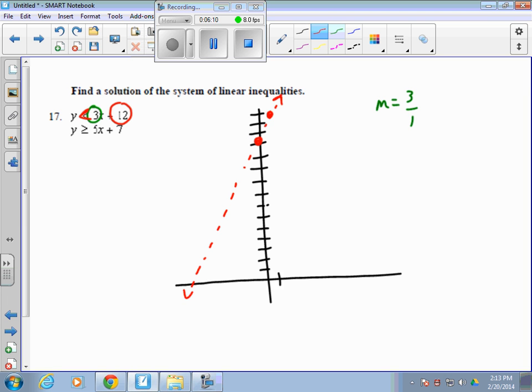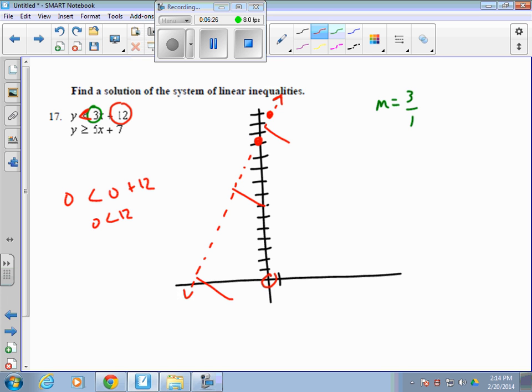And then you have to choose a point to see if it's true or not, to where we can decide which side to shade. 0, 0 is always your best bet. 0 is less than 3 times 0, which is 0, plus 12. 0 is less than 12. True statement. Everything shaded this direction.